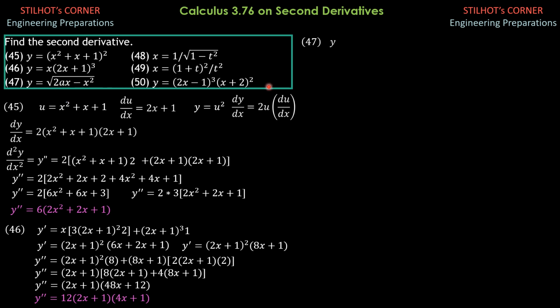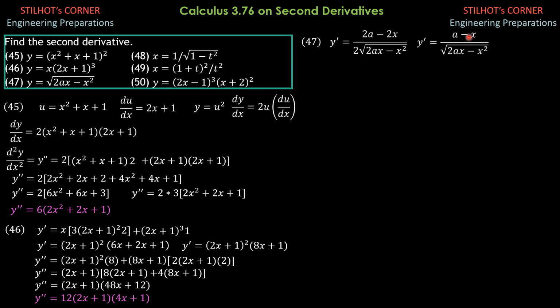So that's the first derivative. y prime equals 2a minus 2x all over 2 square root of 2ax minus x squared. So take note that we can cancel 2. So that would be y prime equals a minus x over square root of 2ax minus x squared.